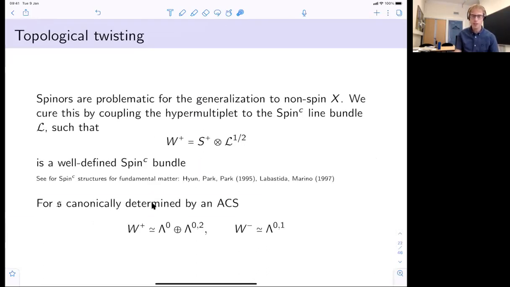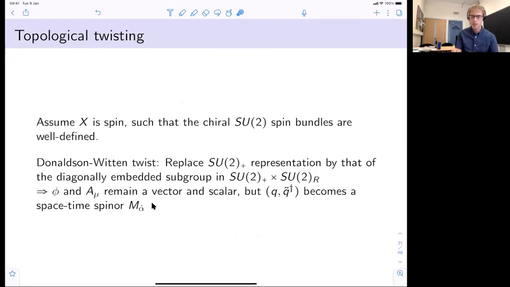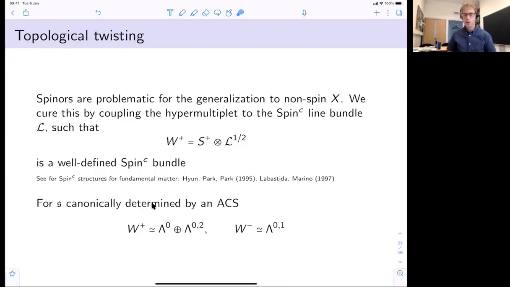So the remedy is the following: to couple the hypermultiplet to the spin C line bundle, such that W plus is a well-defined spin C bundle. So usually physicists write it in the following way: S plus is the SU2 spin bundle, which is poorly defined, not defined on a non-spin manifold. At the same time, the square root of the line bundle is not well defined on a non-spin manifold. But if you take the product, then the signs in the transition functions combine as desired, and so the product is well defined.